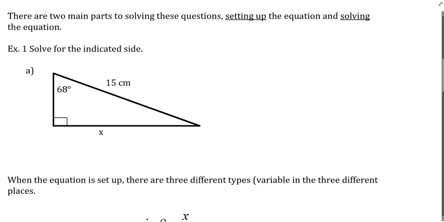Okay, so here's the kind of question that's a famous right triangle Sohcahtoa trigonometry question. You don't have to write this down. You can if you want, but if you want to just watch, that's fine. Solve for the indicated side. So that means solve for x, right? That's what it's asking us to do. It's asking us to find the length of that side.